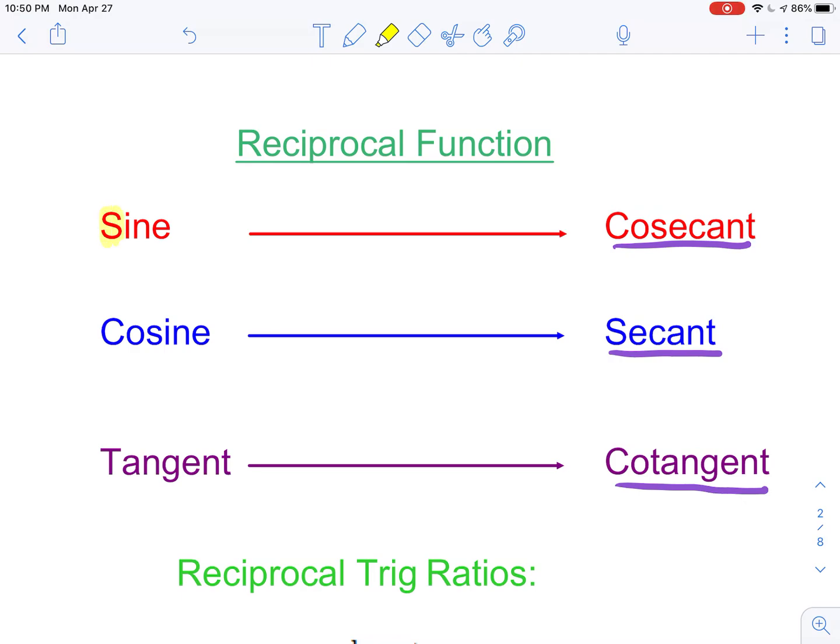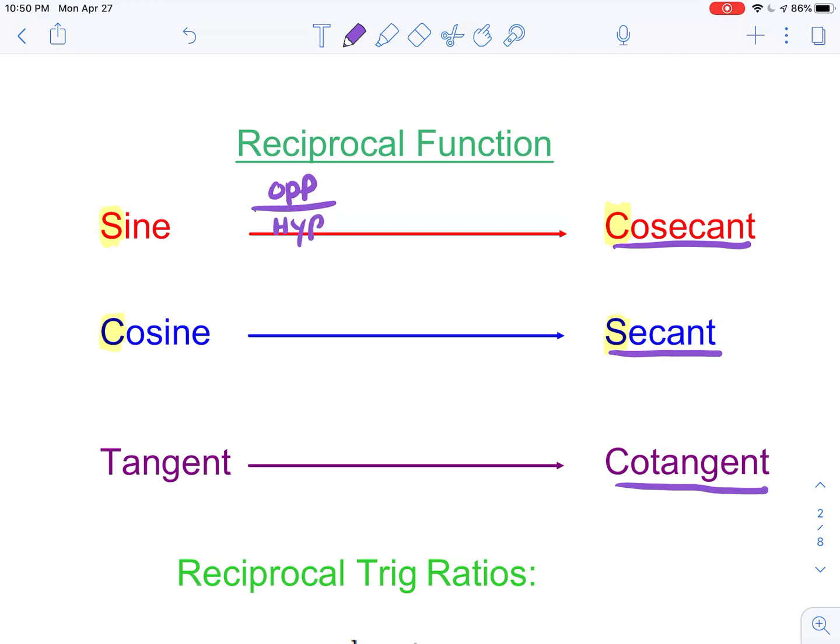So what you need to remember about these is that for any pair of reciprocal trig functions, right, sine, you need one S and you need one C. So sine has to go with a C word. Cosine has to go with an S word. Okay, so one C, one S.